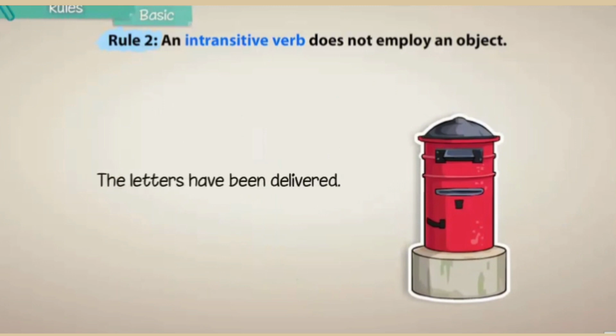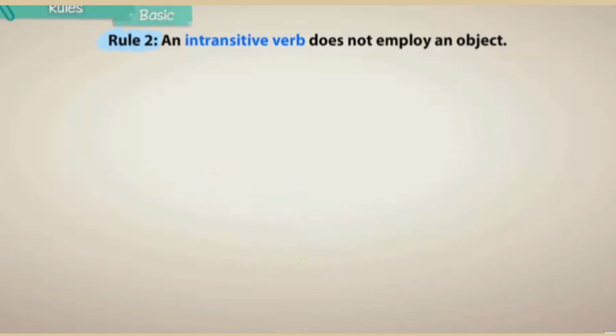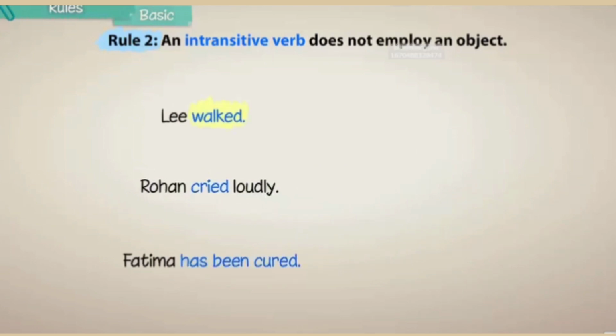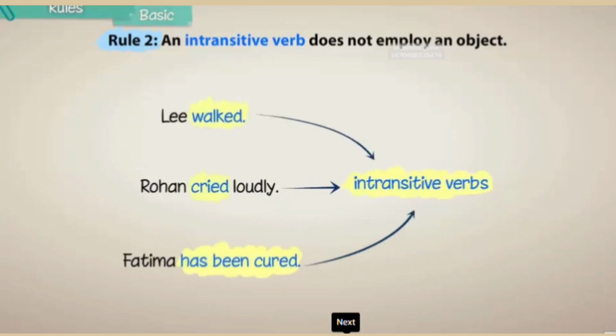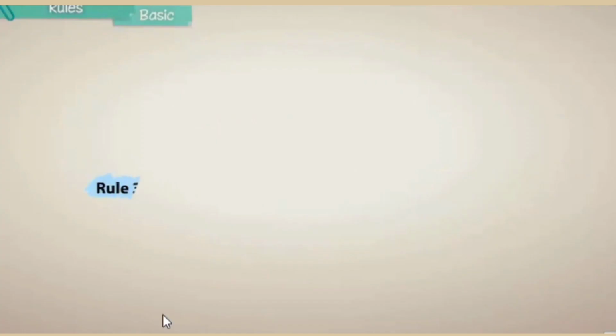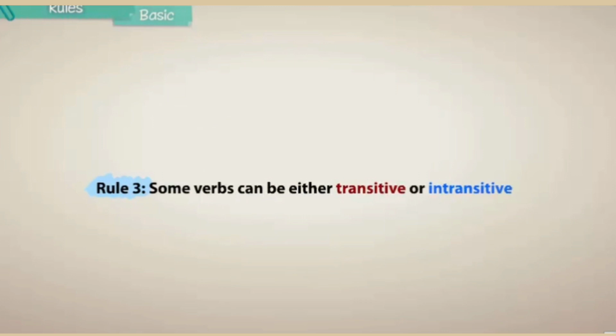Now let's look at this sentence. Here, letters do not perform any action, and thus the verb does not have any object. Such a verb is also an intransitive verb. Here are a few more examples of intransitive verbs. Some verbs can be either transitive or intransitive depending on the usage.